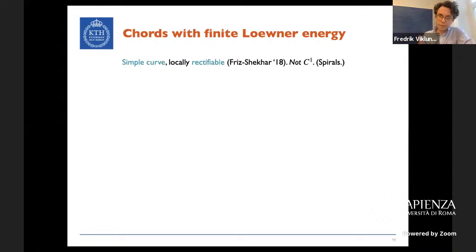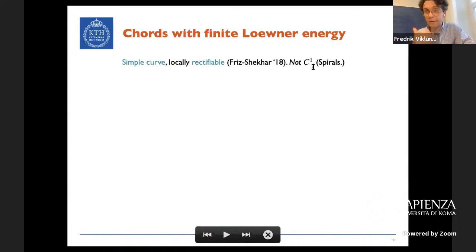And actually these finite energy chords are pretty smooth in the sense that they are always simple. They are locally rectifiable. This was proved by Peter Friz and Atul Shekhar, working directly with the Loewner equation. But they are not C1. So they can have spirals, not logarithmic spirals, but some kind of slow spirals. But on the other hand, C1 does not imply finite energy either.